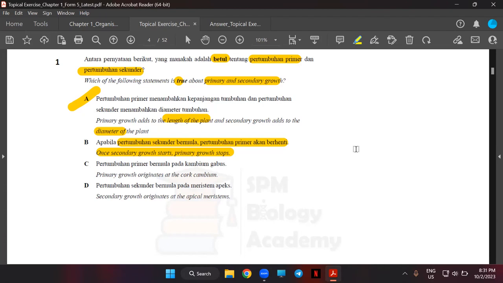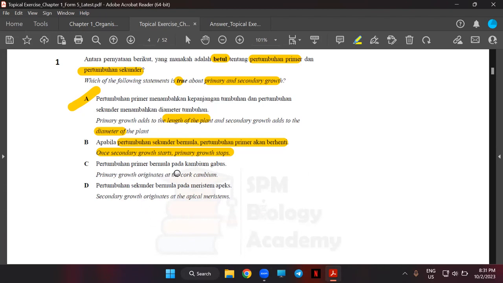Okay, understood, right? So, B salah. B hanya benar bagi bahagian pokok yang sudah matang. Matured part of the plant. Tapi, bahagian tumbuhan yang masih muda, young parts of the plant, primary growth still occurring and secondary growth did not start yet. Masih belum mula. So, B salah.